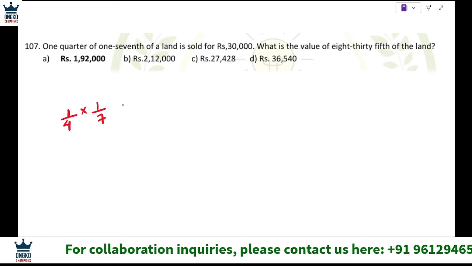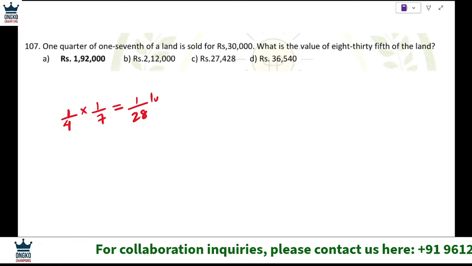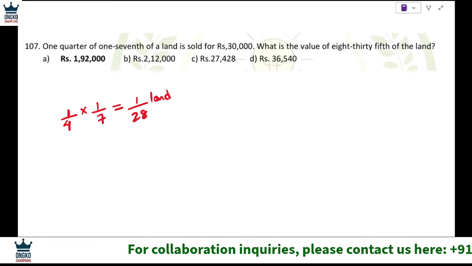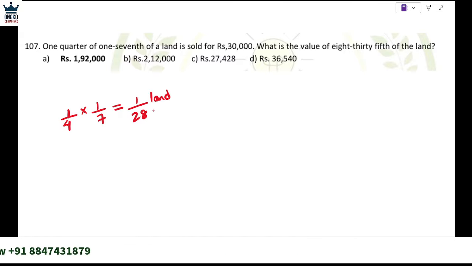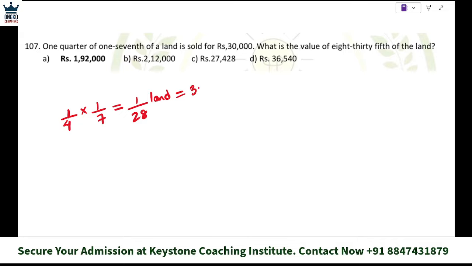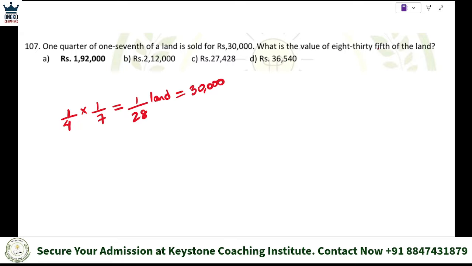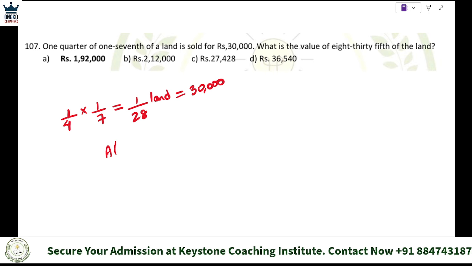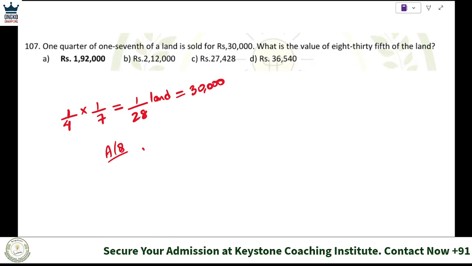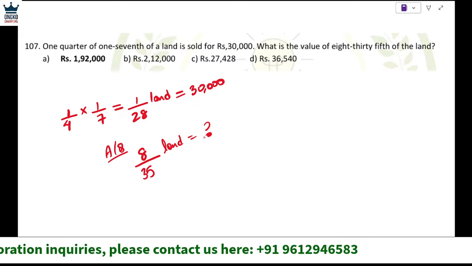30,000. So how many parts of the land does it have? 1 by 28, right? 4 times 7 is 28 parts of the land, or we can use a variable x. So there are 28 parts, and 1 part is sold for some amount, 30,000 in total. What is the value of 8 by 35 of the land? As per the question, we have to find 8 by 35 parts of the land. So how much money will it be?